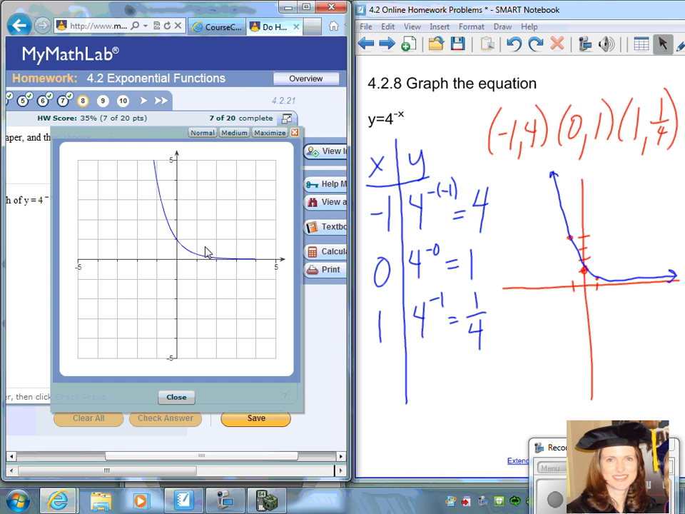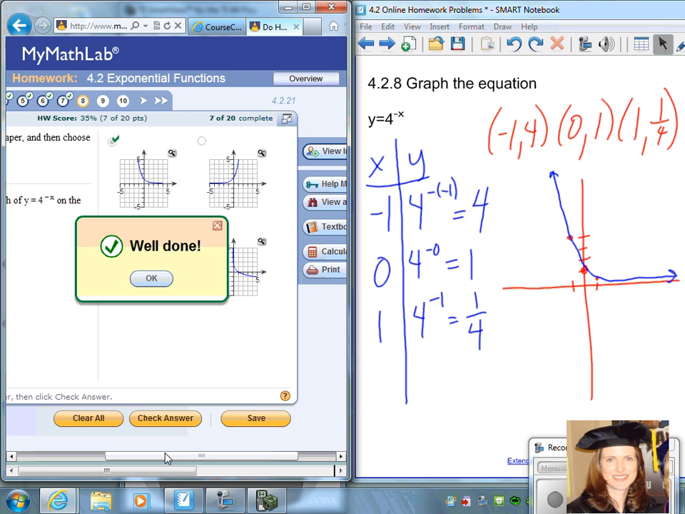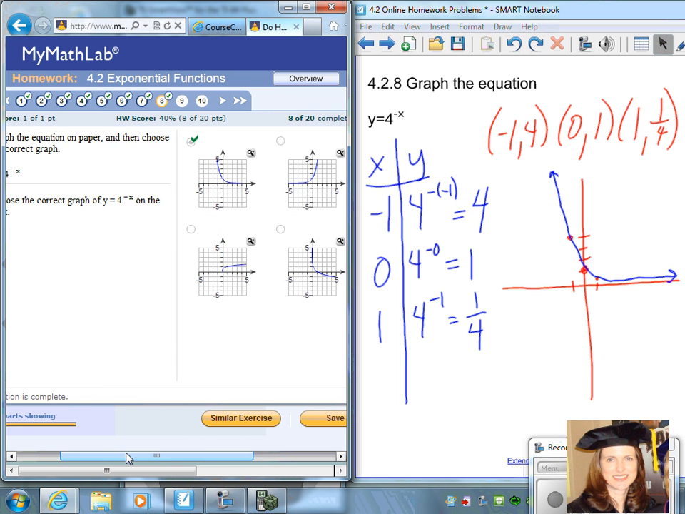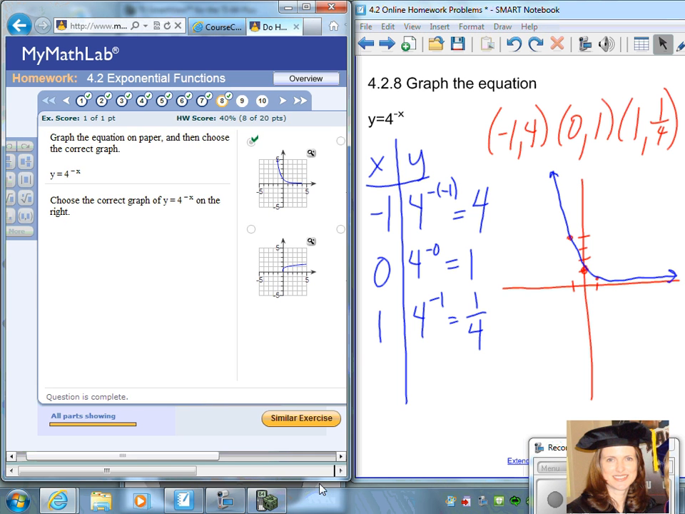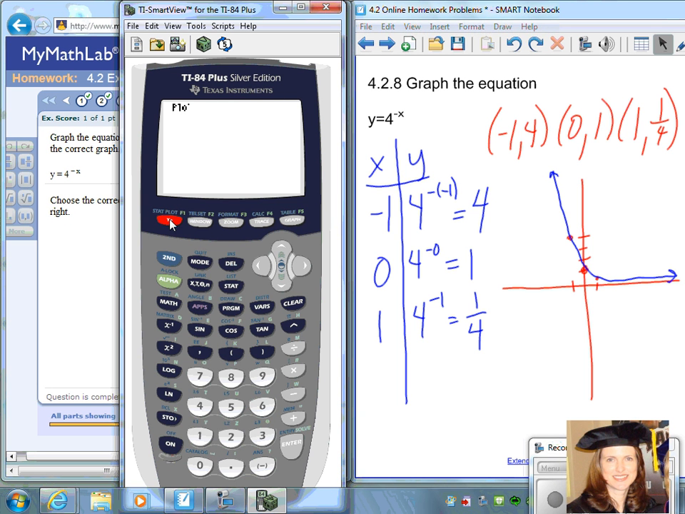It looks like this choice here, and we can choose the best answer. You can also use a graphing calculator to check your work. If you go to the y equals, and you enter 4 to the negative x power, do a standard zoom 6, and you have a nice exponential decay function.